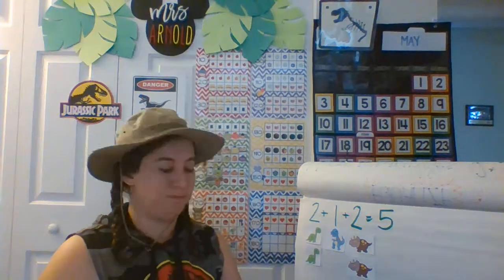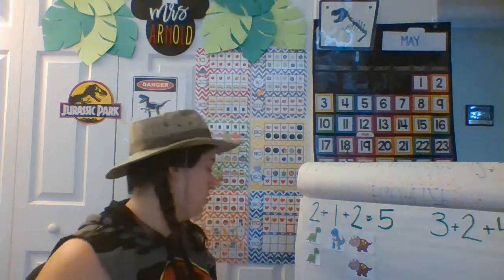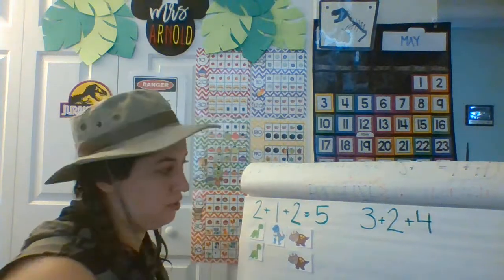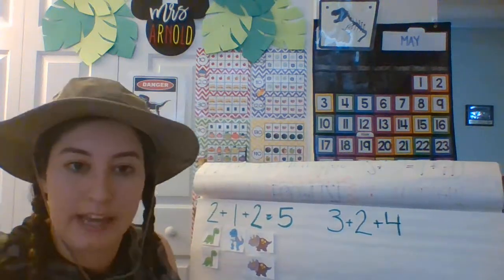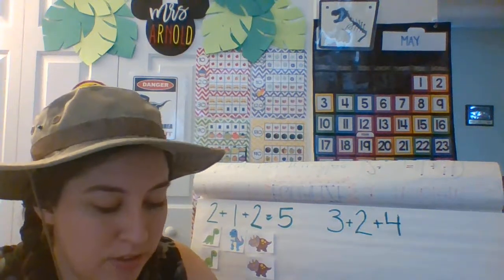Let's do another one. This time, we have 3 plus 2 plus 4. And I know you can't see that 4, so I'm going to scooch the easel over here for a moment. There we go. Now you can see that 4. And let's go ahead and put our dinosaurs up there to help us. So 3 plus 2 plus 4. We're going to start with 3.